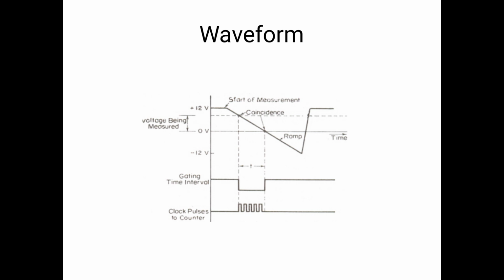At that particular time we can easily find out the unknown voltage. The timing interval between the pulses is nothing but the gating time interval t. Finally, we can measure the unknown voltage with the help of these clock pulses. This type of DVM is known as the ramp type DVM.